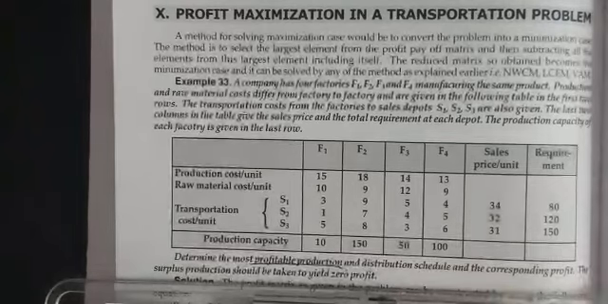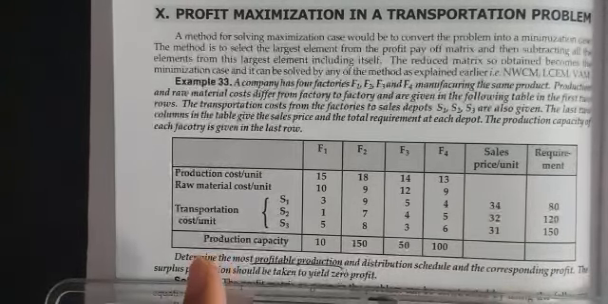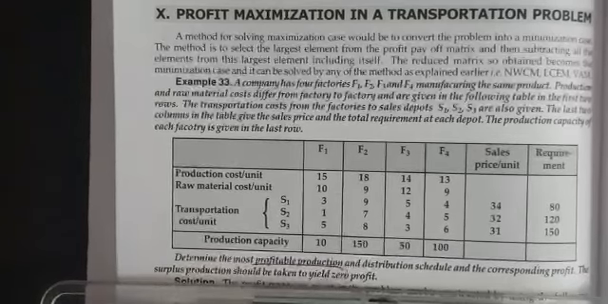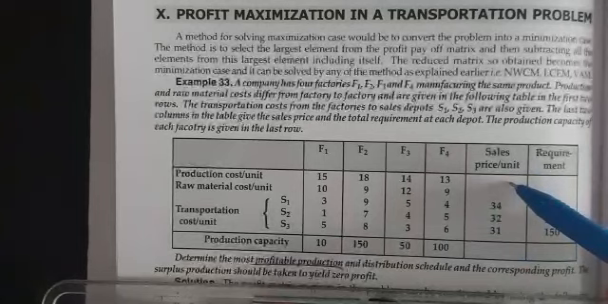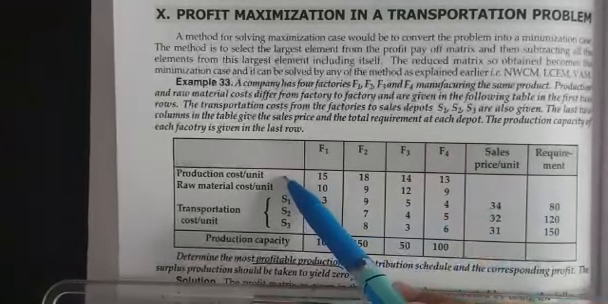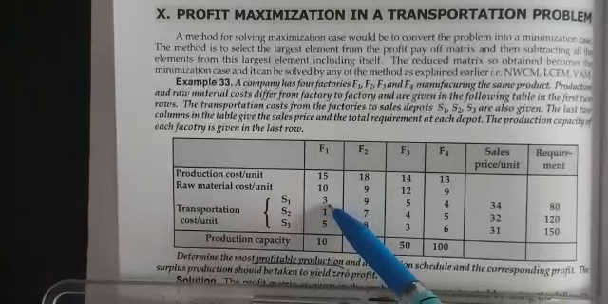So the first thing is that the question is of profits. Profit is not actually given in the question. We have to calculate the profit. So the formula for the profit would be sales price minus production cost plus raw material cost plus transportation cost.